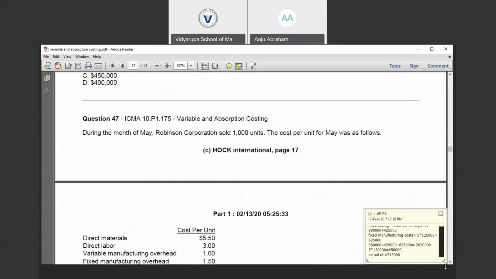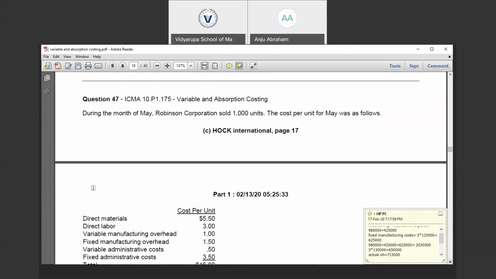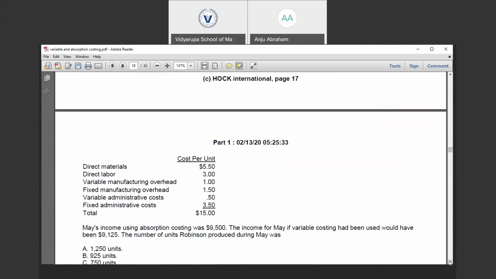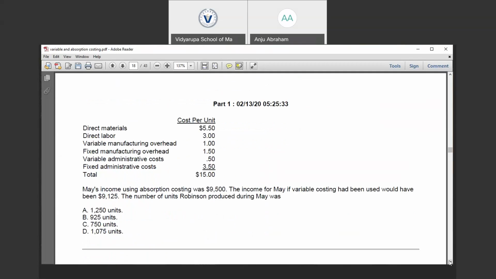So the 47th question. During the month of May, Robinson Corporation sold 1,000 units. The cost per unit for May was as follows. The sales is 1,000 units and the cost data for the month of May is provided to us: direct materials, direct labor, variable manufacturing overhead, fixed manufacturing overhead, variable administrative cost, fixed administrative cost, and the total. May's income using absorption costing was 9,500. The income for May, if variable costing had been used, would have been 9,125. So the number of units Robinson produced during May was?